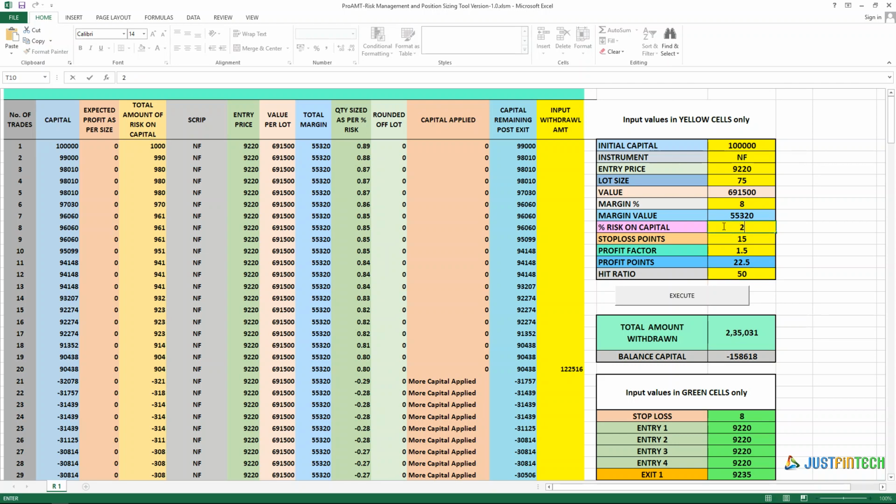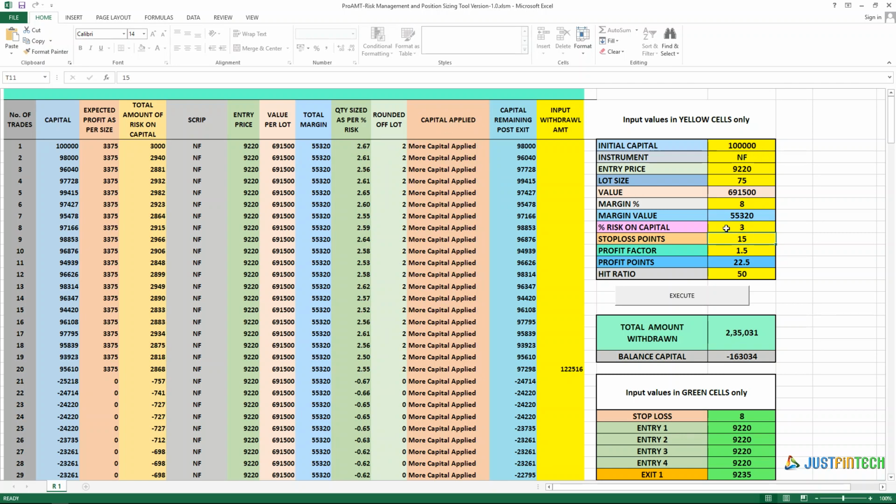Now suppose you take a risk of 2%, then it's tradable. But your size comes to 1.78, so you can only trade one lot, so you can't take multiple entries and exits. Now suppose you take a risk of 3%, then the capital is more. So if somebody does reverse engineering, they can take a risk of 2.5% and start trading with this sort of capital.